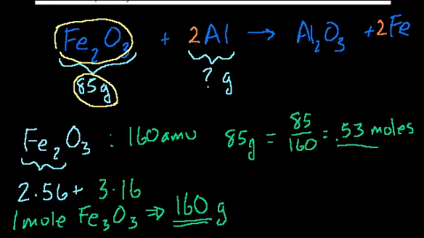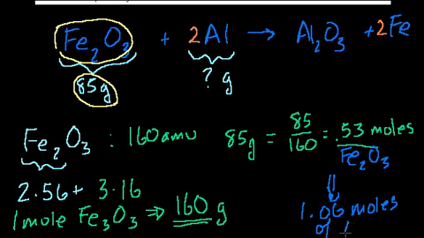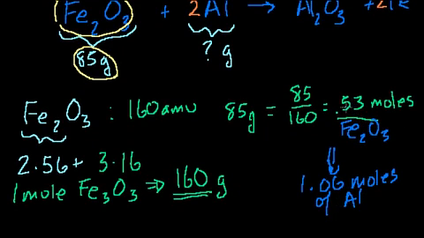And we know from this balanced equation that for every mole of iron 3 oxide we need 2 moles of aluminum. So if we have 0.53 moles of iron 3 oxide, then we're going to need twice as many aluminum. So we're going to need 1.06 moles of aluminum. I just took 0.53 times 2, because the ratio is 1 to 2. For every molecule of this, we need 2 molecules of that. So for every mole of this, we need 2 moles of this. If we have 0.53 moles, you multiply that by 2, and you have 1.06 moles of aluminum.